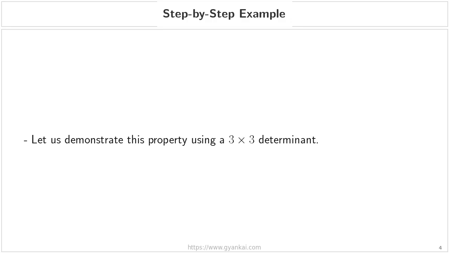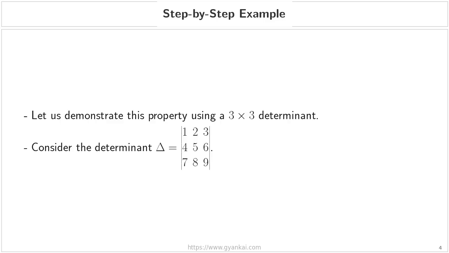Step-by-step example. Now that we have understood the theory and the logic behind why this property works, let's move from the abstract to the concrete. To demonstrate this property in action, let us work through a practical, step-by-step example using a 3x3 determinant. Please look at the determinant shown here, which we will call delta. It consists of the first row containing the numbers 1, 2, and 3, the second row containing 4, 5, and 6, and the third row containing 7, 8, and 9.